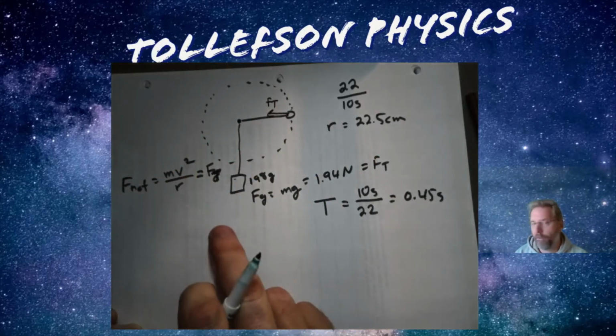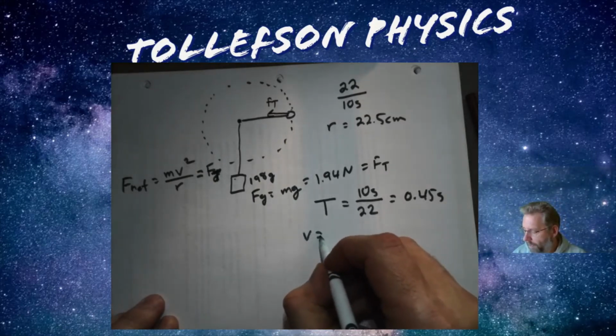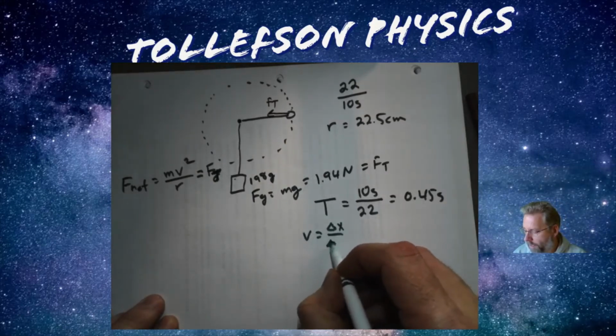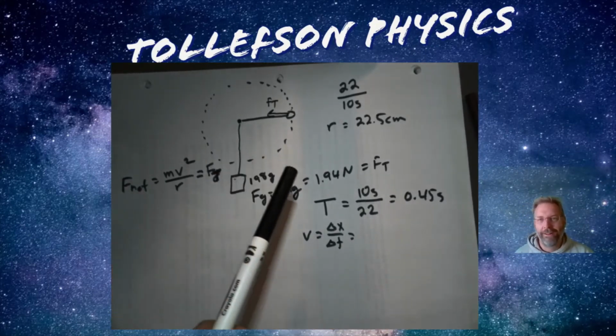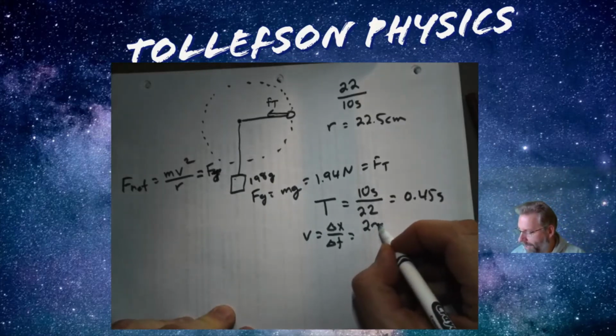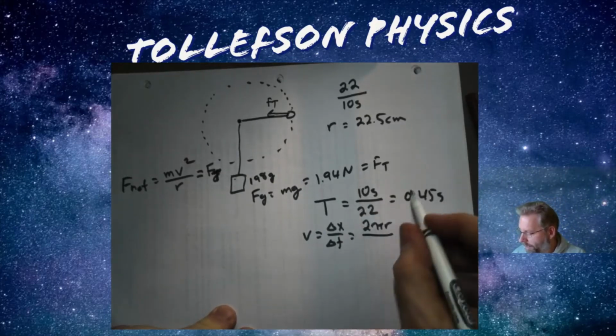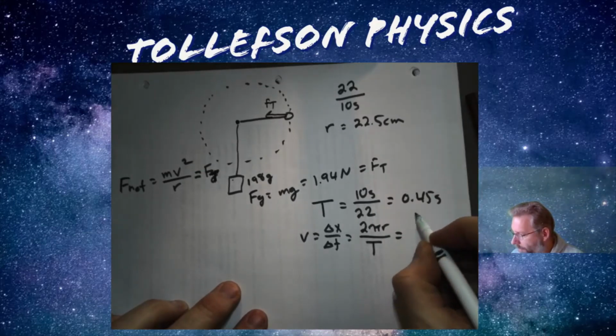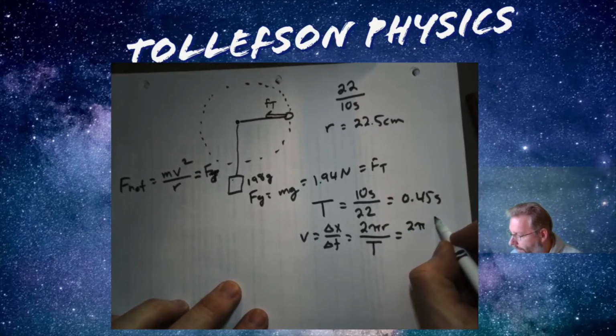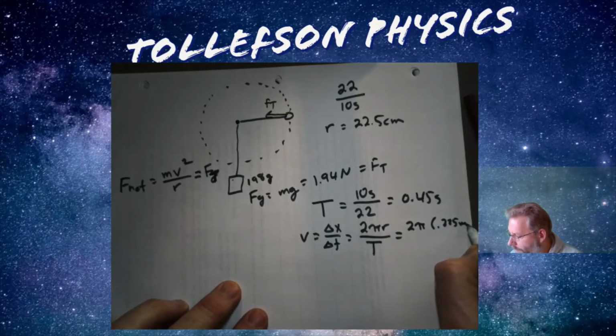Well, how does that help me for velocity? Well, velocity is change in distance divided by change in time. We actually know what the distance is because it's a circle. And so one circle is going to be 2 pi r. And the time is this new thing, and it's a capital T to indicate that this is something that happens over and over and over again. But it's a very special time called the period. And so then what I can do is plug in those numbers. So 2 pi times 0.225 meters divided by 0.45 seconds.